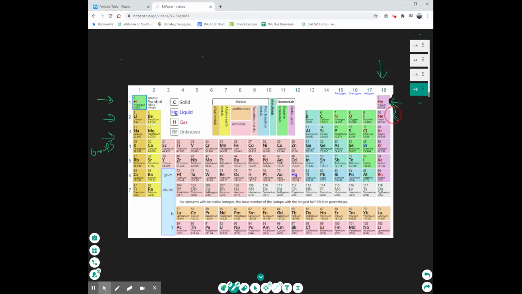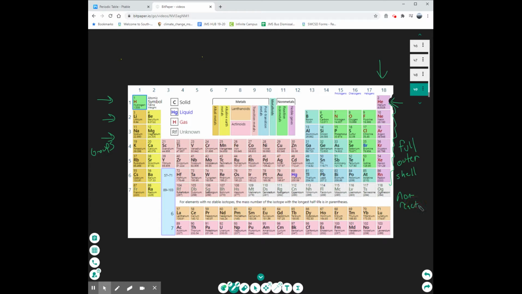Now, everything in this last group is going to have a full outer shell. Sorry, full outer shell. Okay. Which means that they're going to have the full number of electrons in their outermost shell, which means that they are happy. These things here are called the noble gases, right? And they are stable and they are not reactive, generally speaking.